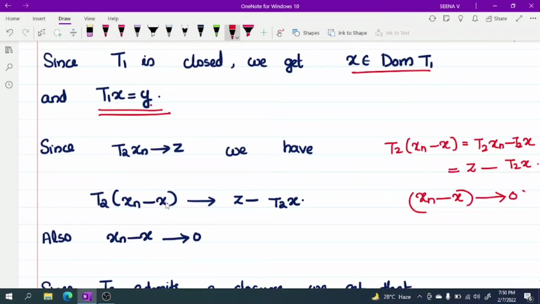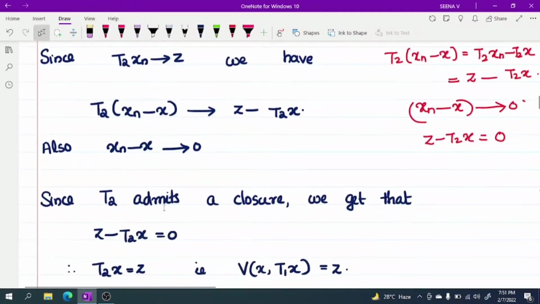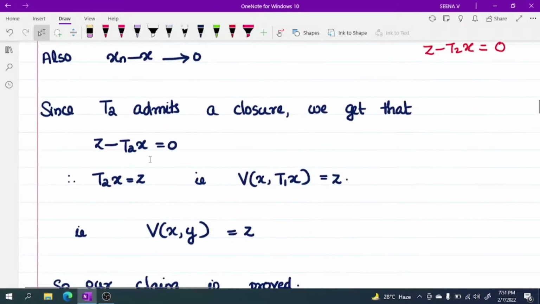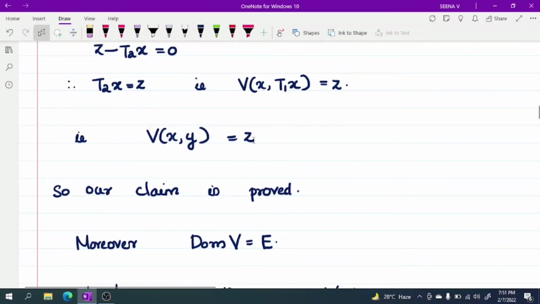T2 admits a closure. We have an operator A admits a closure means Axn converges to y, xn converges to 0 implies y equal to 0. So here T2(xn minus x) converges to z minus T2x and xn minus x tends to 0 implies z minus T2x equals 0. That means T2x is equal to z. What is T2x? V(x, T1x) is equal to z. But we have T1x is y. Therefore V(x, y) equal to z.